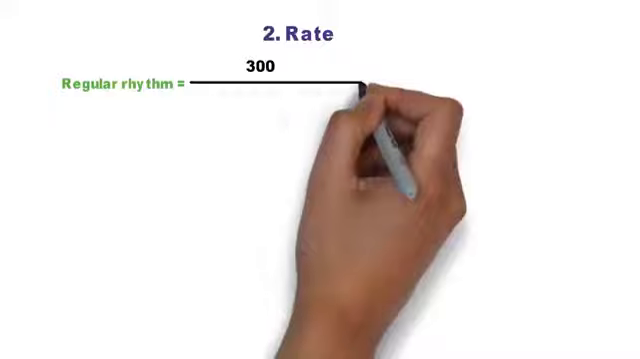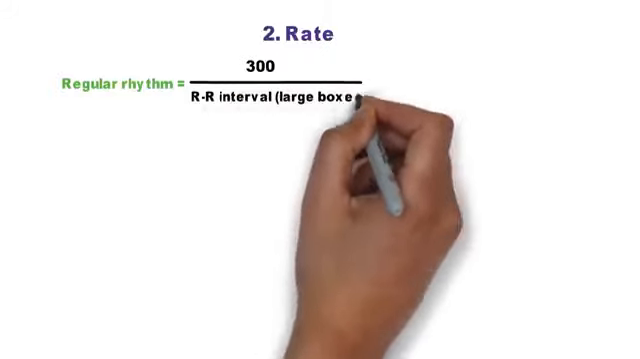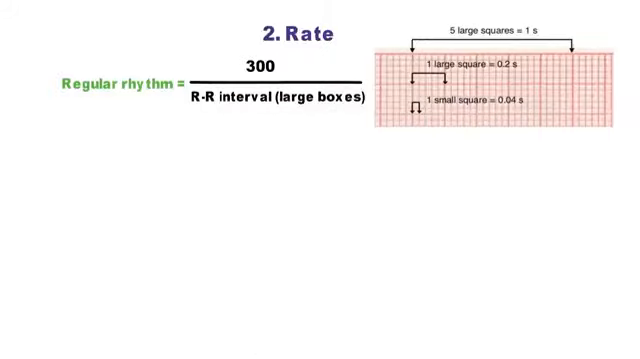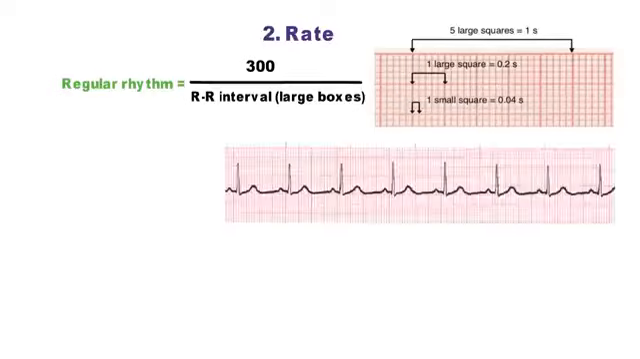Step 2 is to calculate heart rate from an ECG. If the rhythm is regular, heart rate is calculated by 300 divided by the number of large boxes between RR intervals. And this is an ECG graph paper. If the speed of the ECG machine is 25 mm per second, then one small square corresponds to 0.04 second and one big square to 0.2 second. So 5 large squares is equal to 1 second.